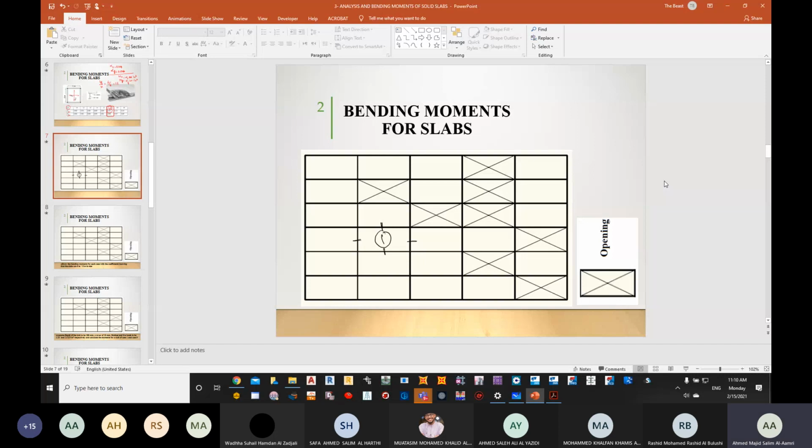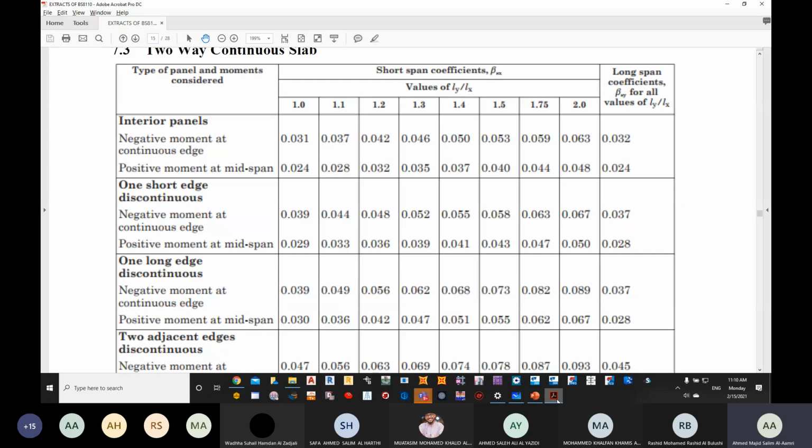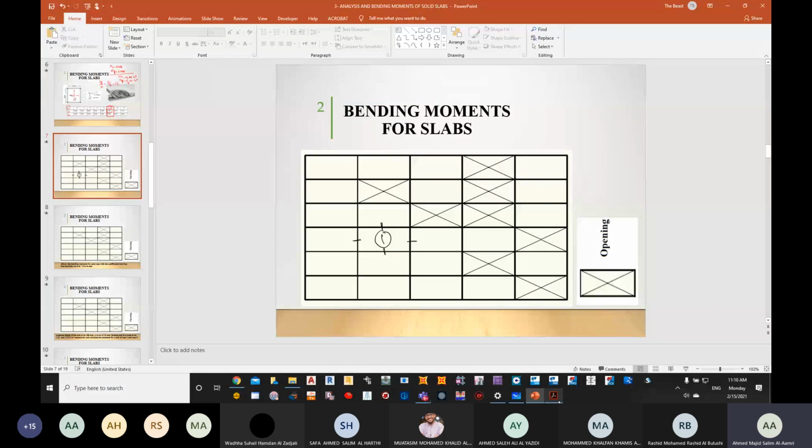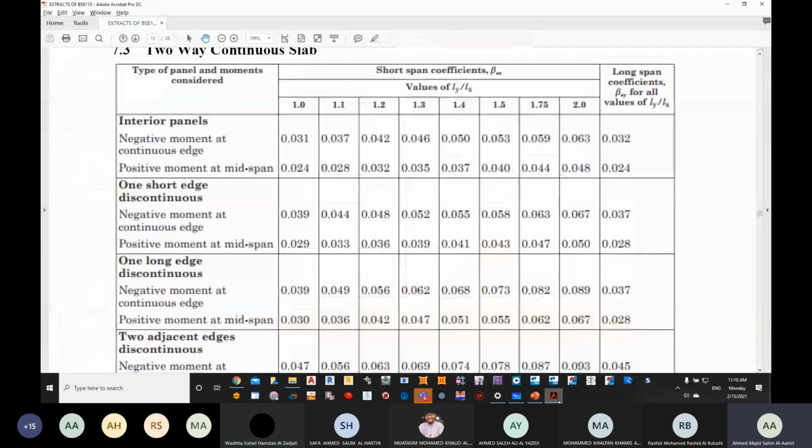Can we go for case number 2? Case number 2 says for you, one short edge discontinuous. Now, how many sides are there for the slab? 4. Now it says for you one short edge is discontinuous. So it means 3 are continuous, but one short edge is discontinuous. Okay, so now we will go here.